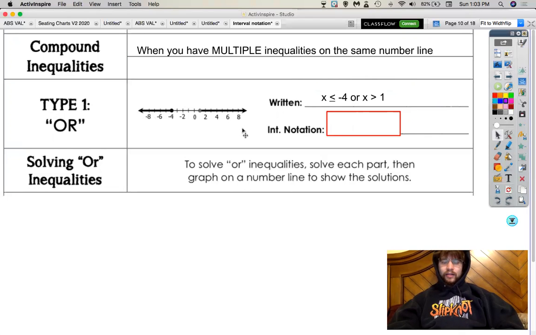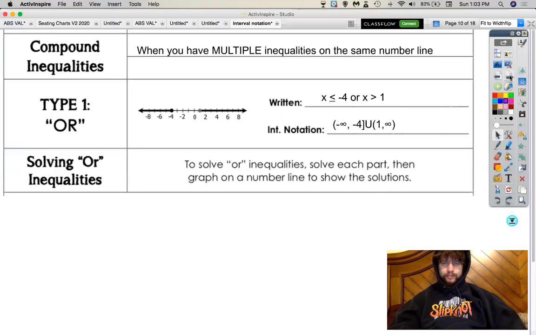Key thing about interval notation here, the way we write "or" is with the union symbol. It's a U. It looks like that. This is called the union symbol. It joins two sets together. And to solve them, solve the left part, solve the right part, then take them in interval notation or on the graph, whatever you need to do.